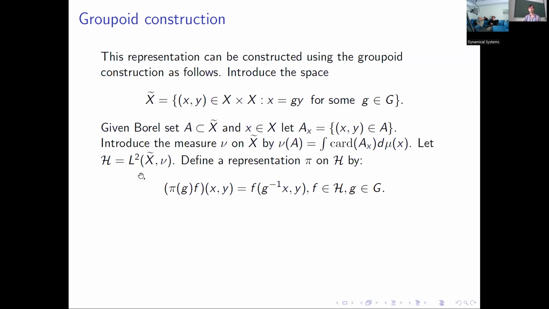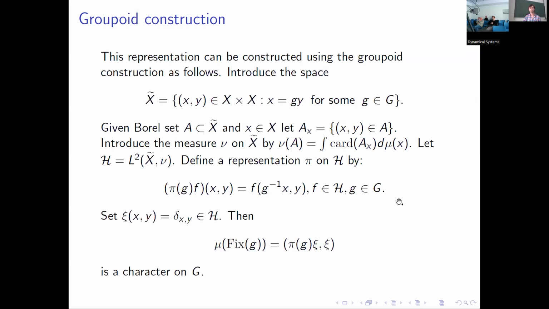Now we define on L2 of X tilde, mu tilde the representation pi as follows. We act by an element of the group on the first copy of X. One can check that this will be a unitary representation, and moreover, if we define by psi the diagonal vector, the delta function of (x, y), so it's equal to 1 if x equals y and 0 otherwise, we will have this formula. This is just an easy computation.